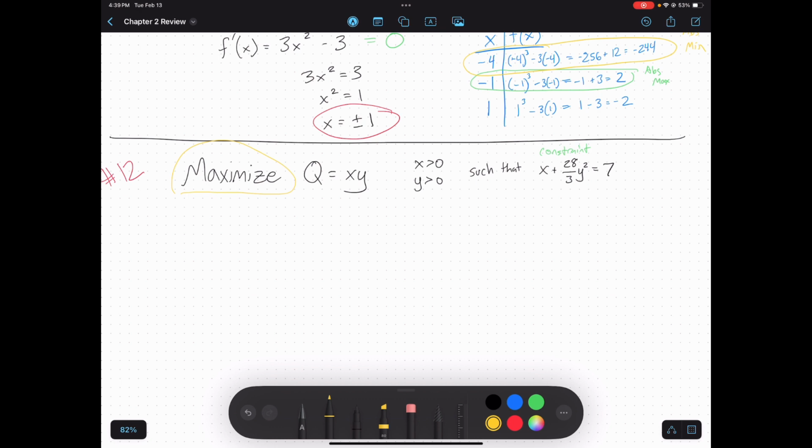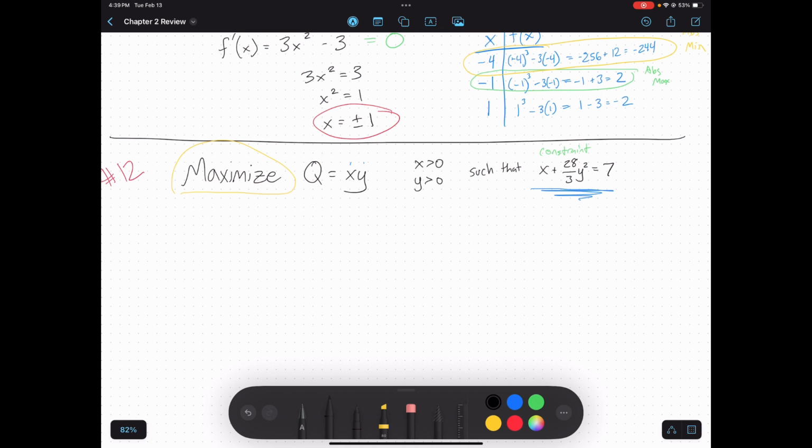I'm going to take the derivative and set it equal to 0. The issue is I can't take the derivative yet because I have it in terms of two different variables. So before I can take the derivative of this Q function, I need to get it all in terms of one variable. That's where the constraint comes in. What I can do with this constraint is solve it for one of my variables. My suggestion would be solve for x. Don't solve for y. That's going to make this way too complicated.